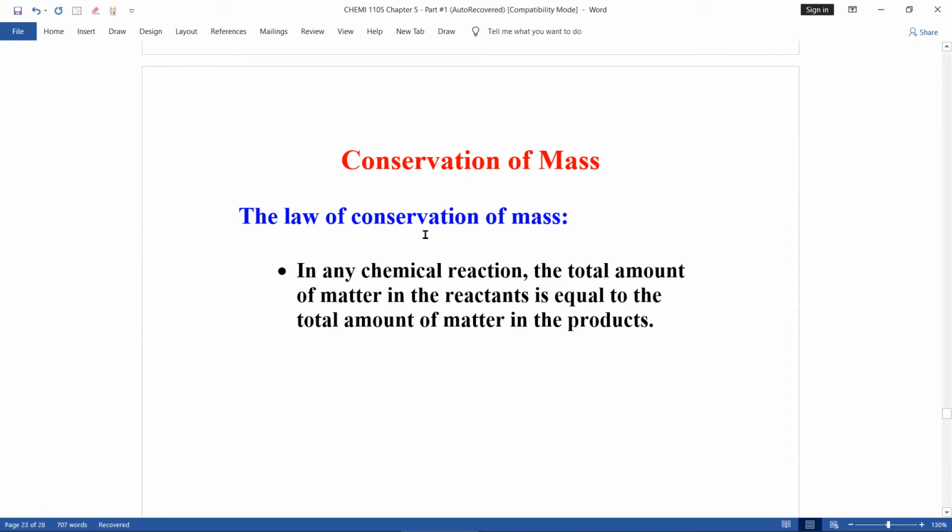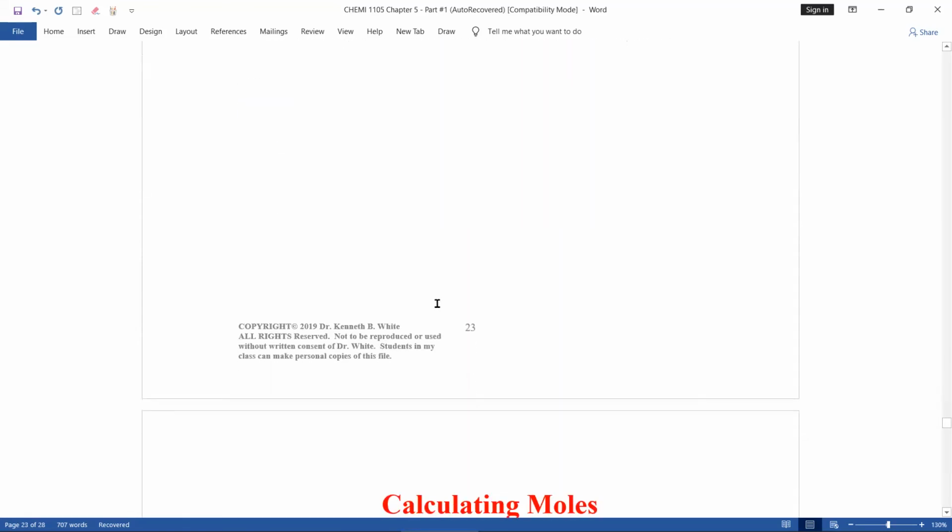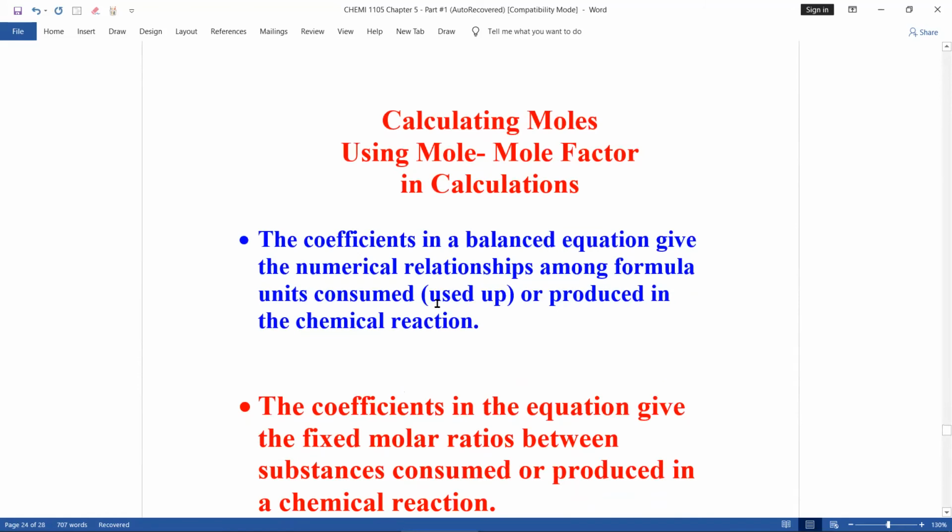I will never ask you this, but this is an important concept. Whatever you start with in total in grams, you end up with that in grams. And how does that affect us? Using this. This is the most powerful thing I know in all of chemistry: calculating moles using the mole-mole factor.